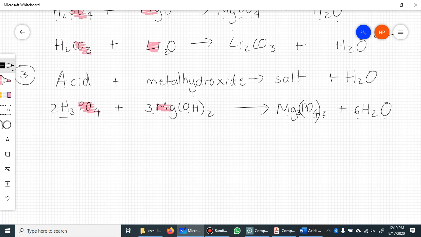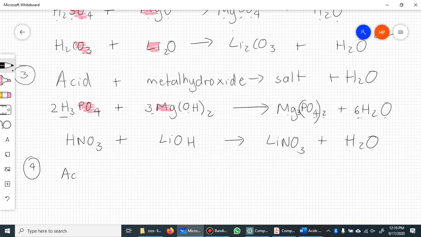Okay, then going on to a second example. Let's use nitric acid again. Okay, so my salt is going to be lithium nitrate. It's +1 -1, so they cancel out. And this one actually is already balanced. Going on to rule number 4.